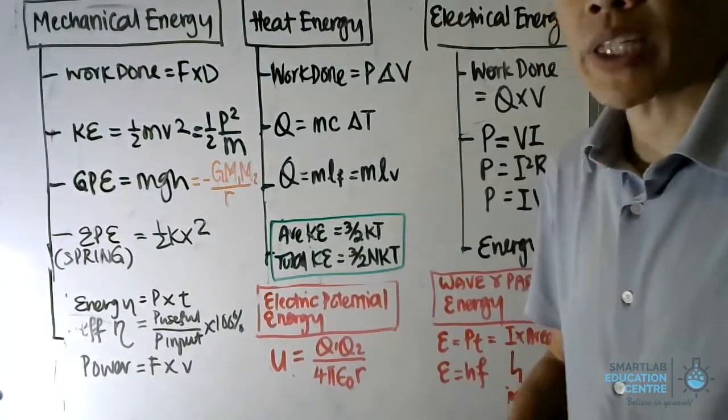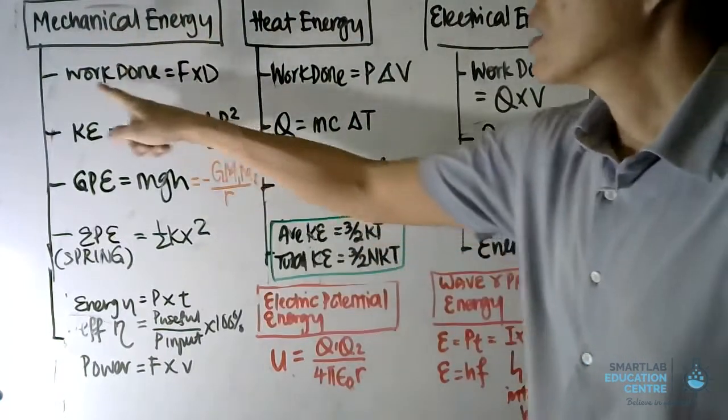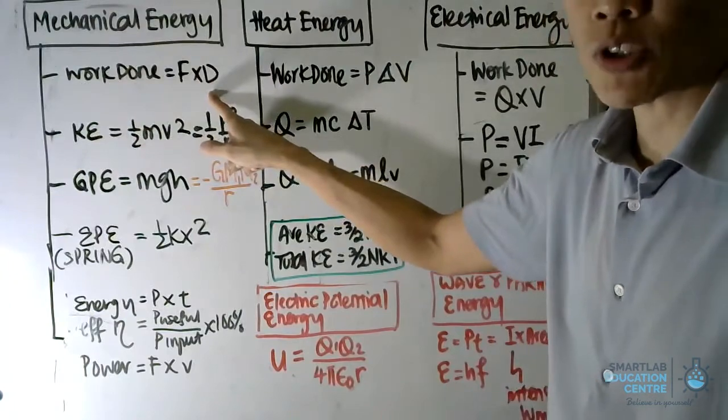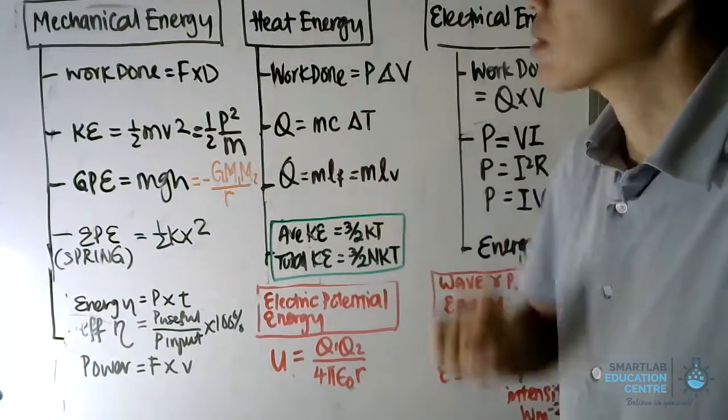Let's start off with the topic on energy. We're going to kick off first with the formulae for mechanical energy. So the first one is none other than work done equal to force times distance. Distance is the distance traveled in the direction of the force.